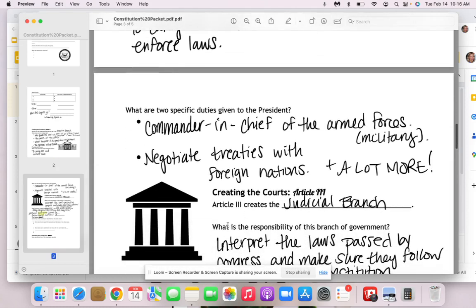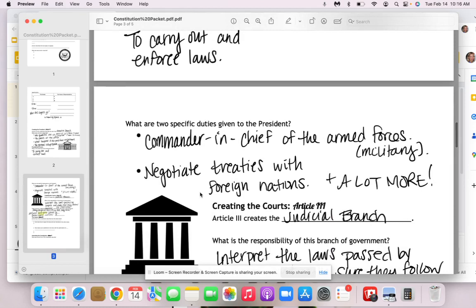So what are 2 specific duties given to the president? One is commander-in-chief of the armed forces. So the president, who is a civilian, that means a person who is not in the military. You are a civilian right now because you're not in the military. I'm a civilian. That civilian is the commander-in-chief of the armed forces. And that's also a really important check on military power.